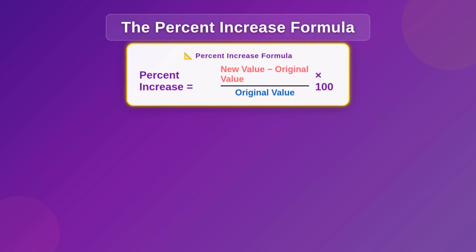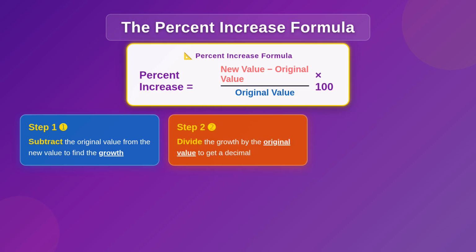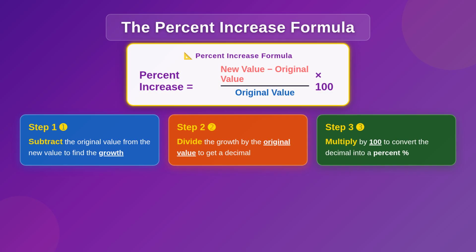Here's the formula Maya learned, and once you see it, you'll never forget it. Percent increase equals the new value minus the original value divided by the original value times 100. 3 simple steps. First, find how much it grew by subtracting original from new. Second, divide that growth by the original number. Third, multiply by 100 to turn it into a percent. That's it. Let's break this down with Maya's sneaker problem and a few more examples so it really clicks.